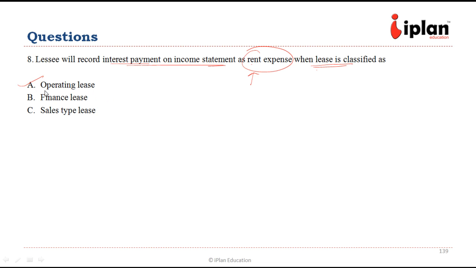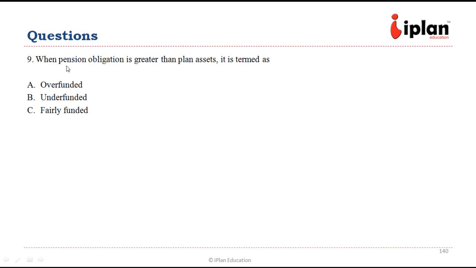Now let us look at question number 9, which says when the pension obligation is greater than the plan asset. So we have less plan assets as compared to our future obligations, then it will be termed as liability. So it will be underfunded. So B is the right option.